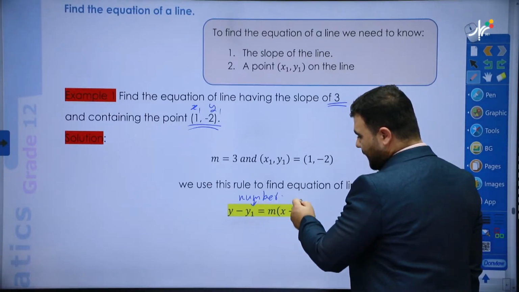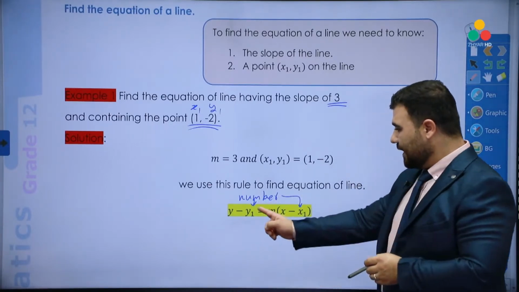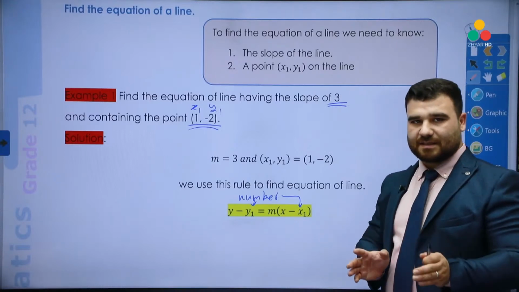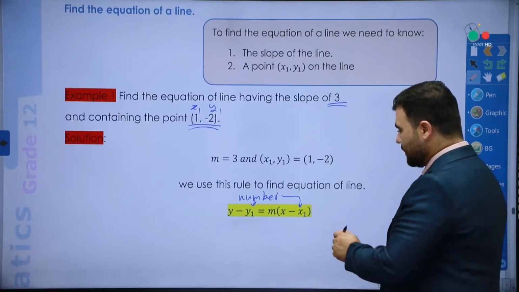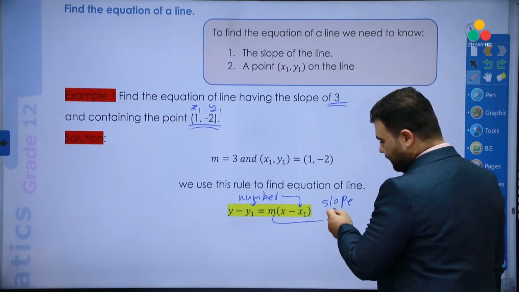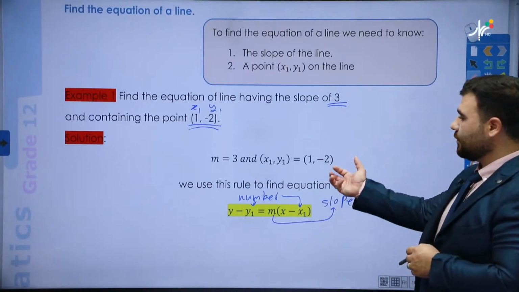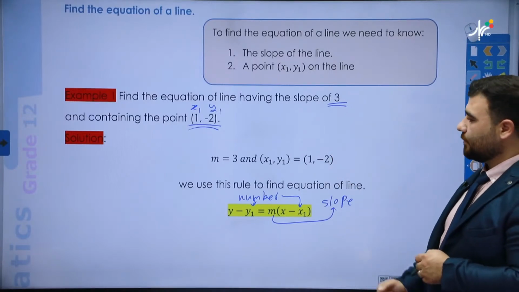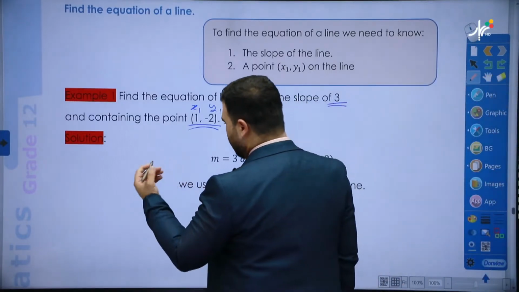y1 is a number, x1 is also a number. X and y in the rule stay as x and y. m is the slope. Now, for this question, we know the slope. We know x1, y1. Let's just write them in the rule.